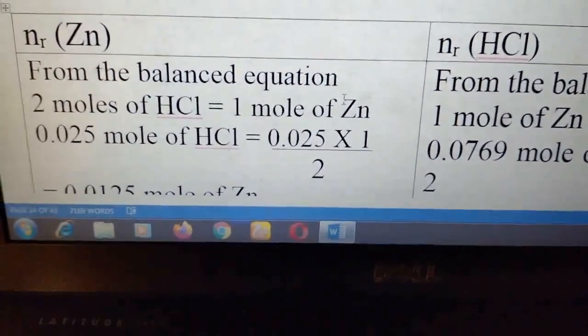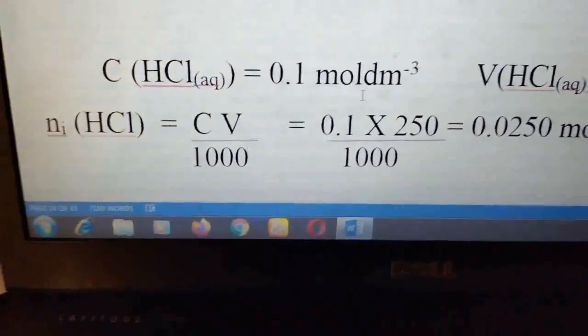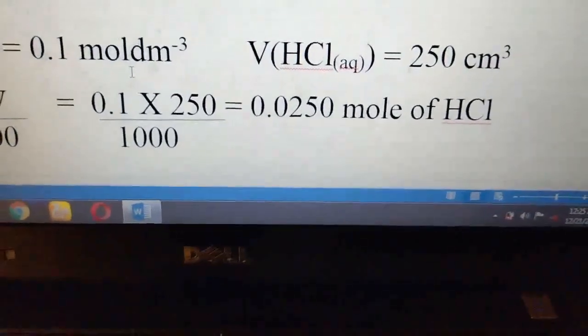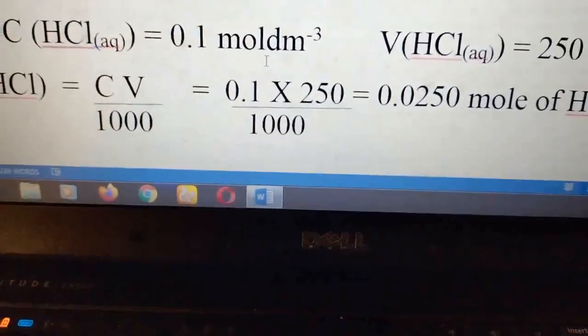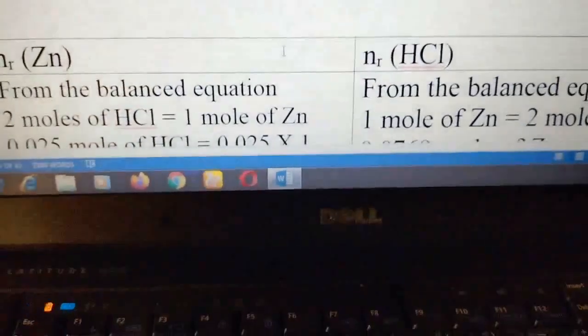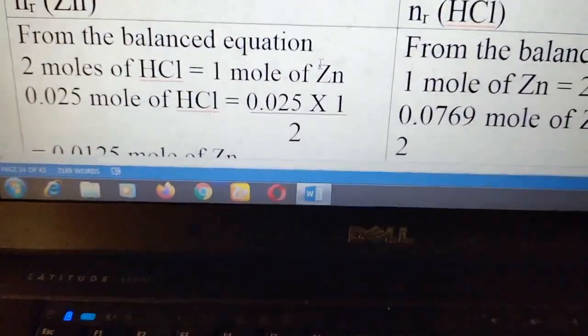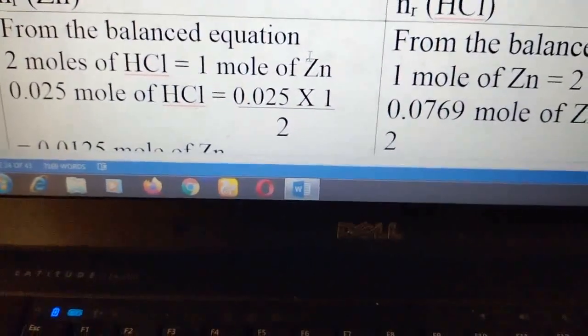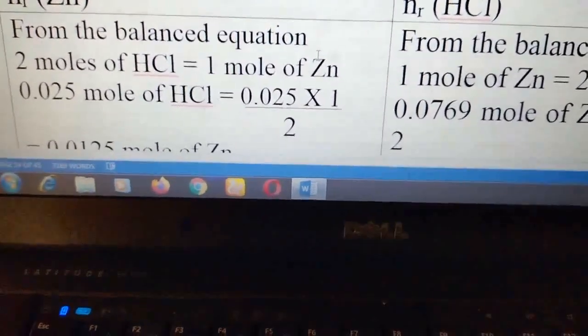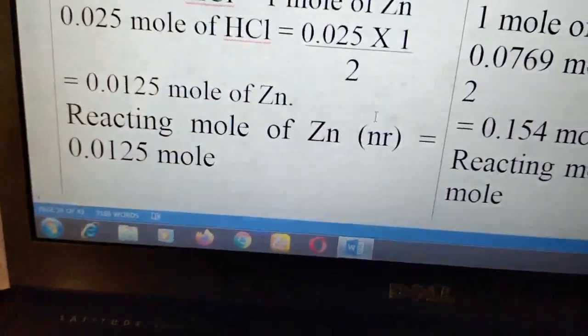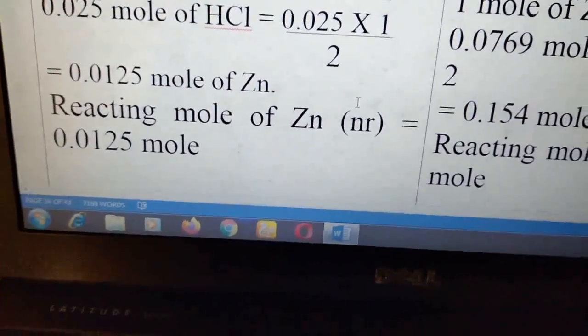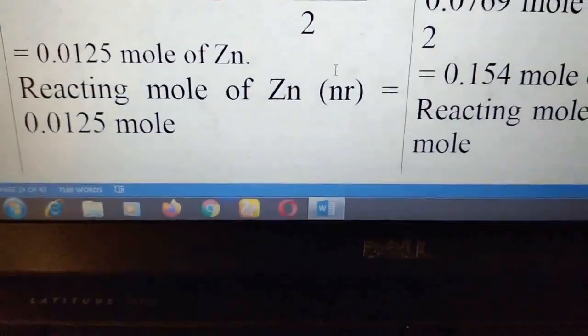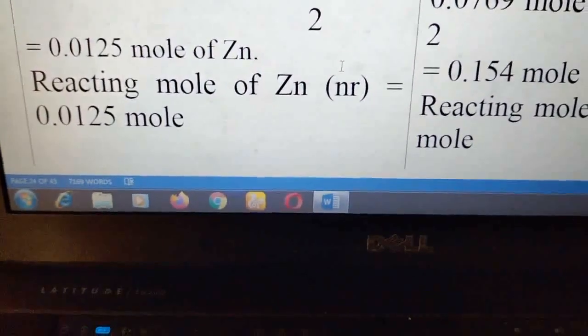Therefore, how many moles of HCl do we have in the reaction that was introduced? That is 0.025, calculated before from the formula CV over 1000. Therefore, 0.025 mole of HCl reacts with 0.025 times 1 over 2 by proportion. We now have 0.0125 mole of zinc. So the reacting mole of zinc is 0.0125 mole.